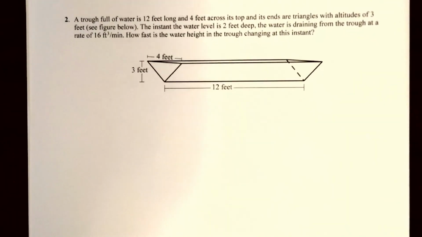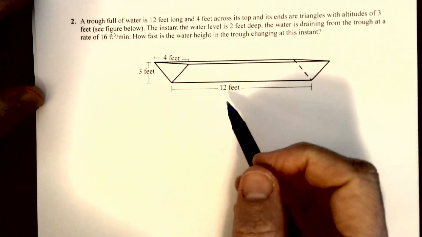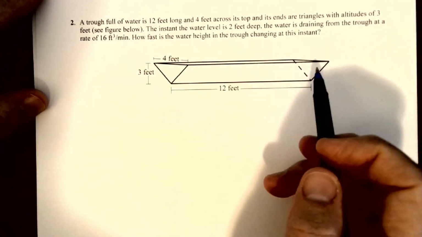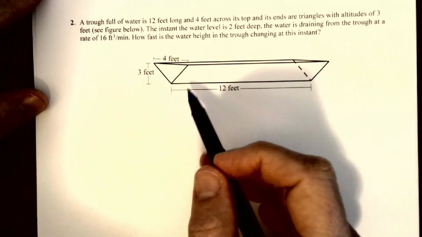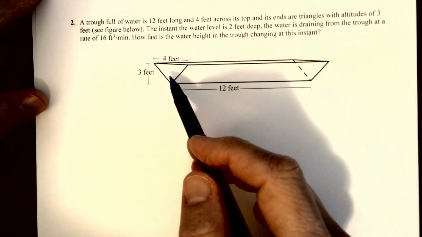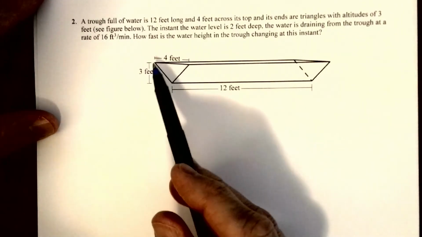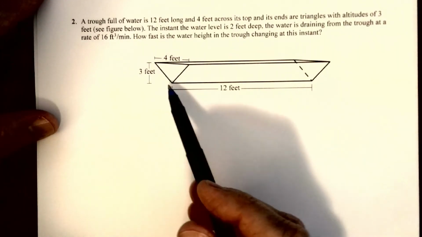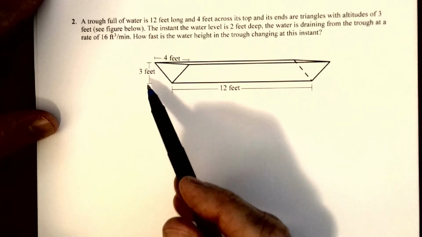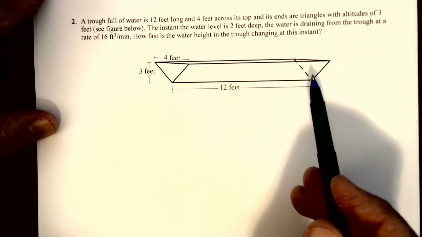So here we have a trough. I don't know if you all know what a trough is, but it might be something that we use to give water to our animals out in the pasture, out in the field. This is a trough, and it's got a triangular cross-sectional design. It's 12 feet long, 4 feet across the top, and the ends, again, are triangles, as we said, with an altitude of 3 feet. So it's a constant cross-sectional area going through there.